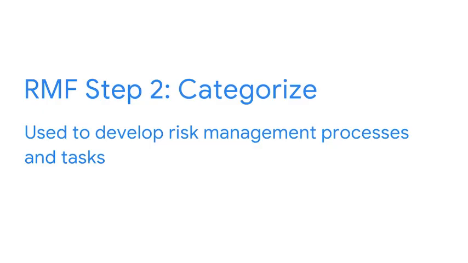Step two is categorize, which is used to develop risk management processes and tasks. Security professionals then use those processes and develop tasks by thinking about how the confidentiality, integrity, and availability of systems and information can be impacted by risk. As an entry-level analyst, you'll need to be able to understand how to follow the processes established by your organization to reduce risks to critical assets, such as private customer information.